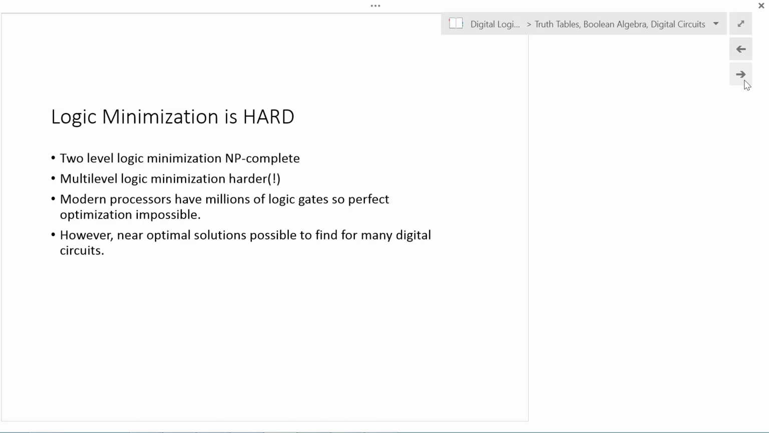So looking for the optimal circuit will take you an infinite amount of time. Well, or near enough as makes no difference. However, using the techniques that you've learned here in this video, it is possible to reduce the logic circuits significantly.